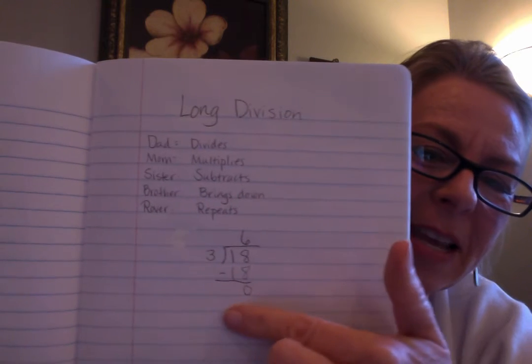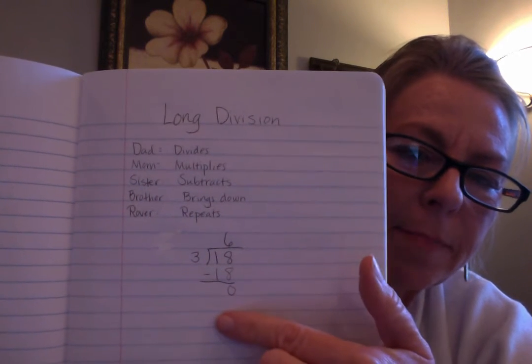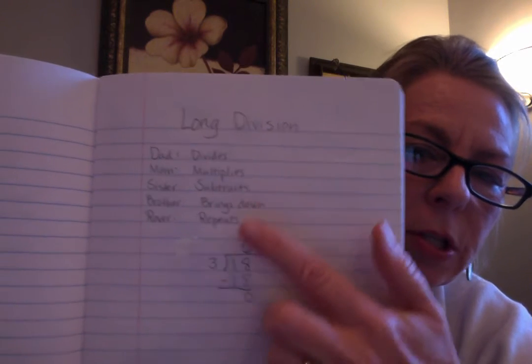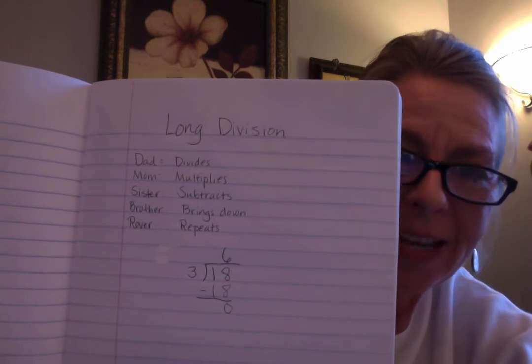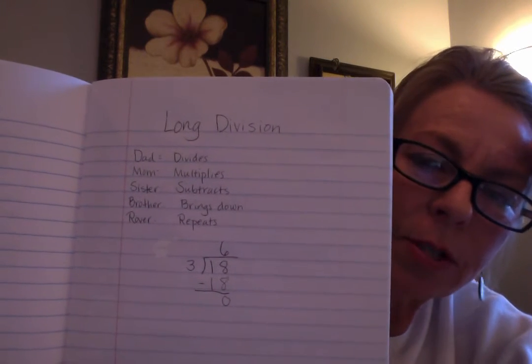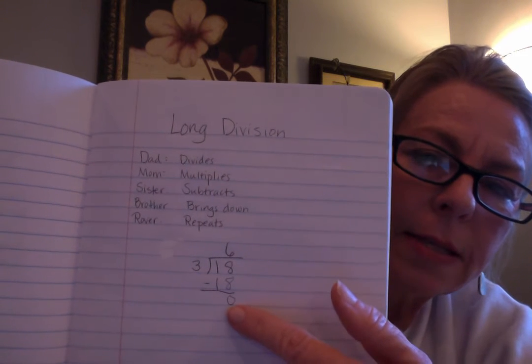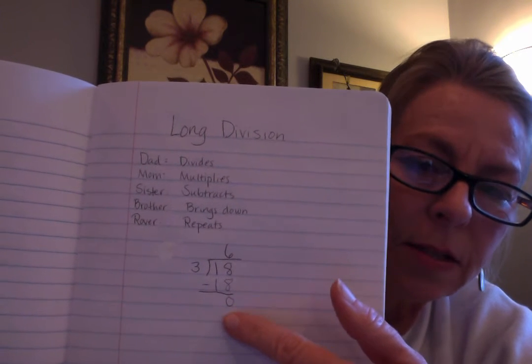Now, with our basic math facts like this, we don't really need to do Dad, Mom, Sister, and Rover, but I want you to have that in your journal because we will be doing it later this week with those extra two steps. But for now, we can stop with subtract because this is the reason why.